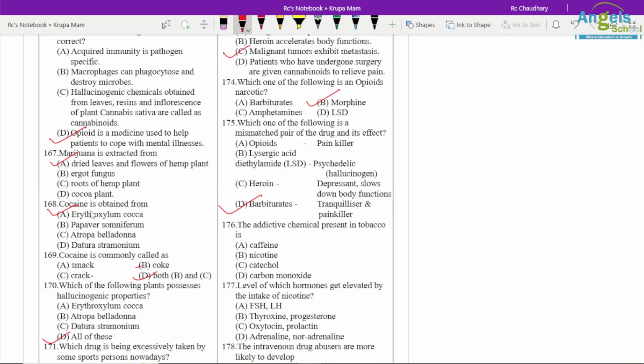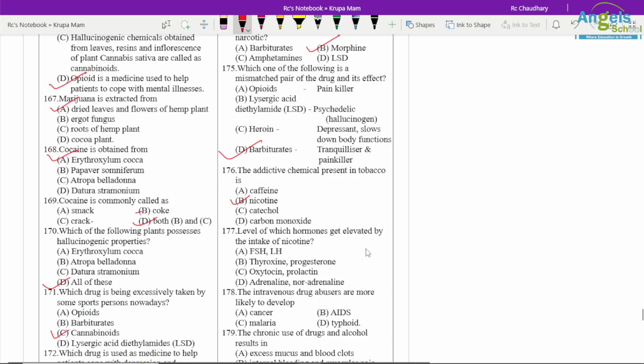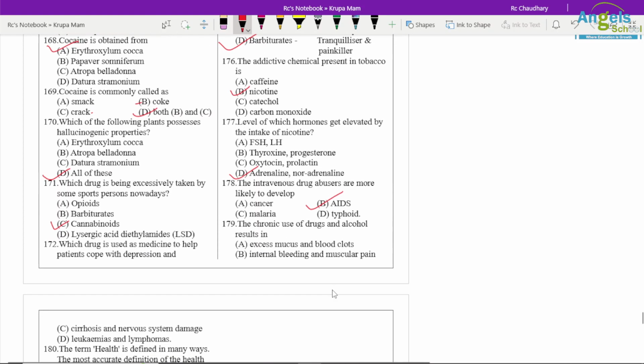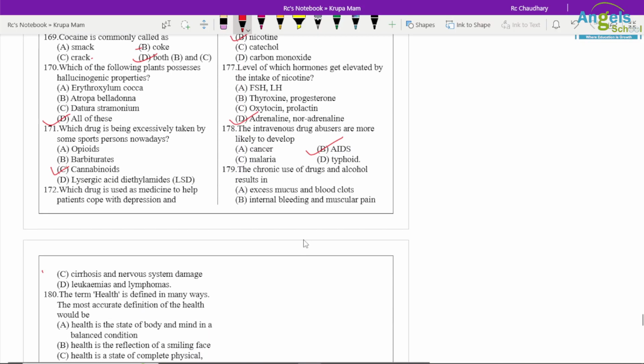The addictive chemical present in tobacco is nicotine only. Intake of nicotine elevates which hormones? It is adrenaline and noradrenaline. Intravenous drug abusers are more likely to develop AIDS. The chronic use of drugs and alcohol results in excess mucus, wrong option. Internal bleeding and muscular pain, again wrong option. Cirrhosis and nervous system damage is the most correct option.